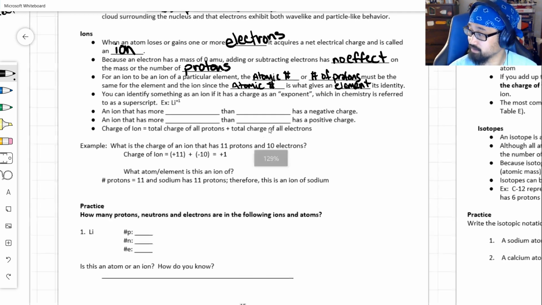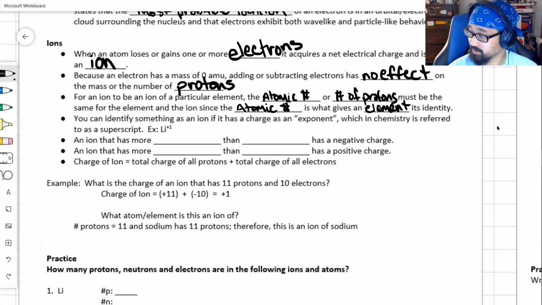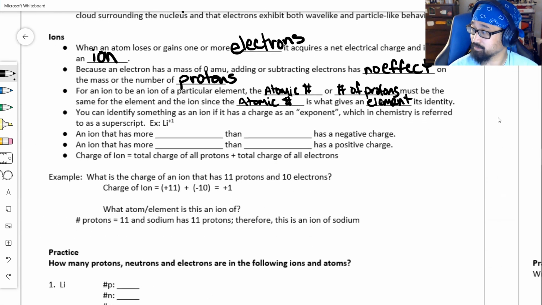I'm going to try to zoom in to make my writing life easier, because I'm struggling right now. That's okay.